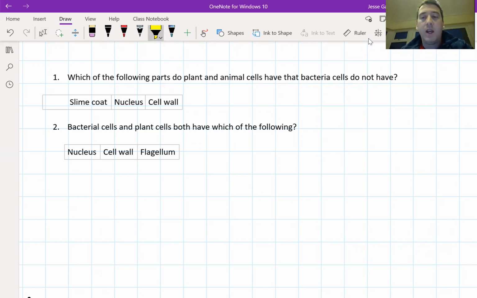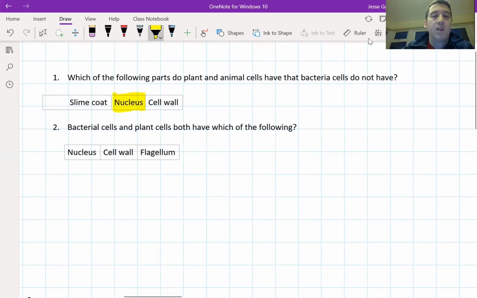All right, you should only be listening to my voice if you have done these questions. Which of the following parts do plant and animal cells have that bacteria cells do not have? Okay, so the correct answer here is a nucleus. Plant and animal cells have a nucleus, bacteria cells do not. So I've highlighted nucleus. Bacteria does have a slime coat and it does have a cell wall. It does not have a nucleus.